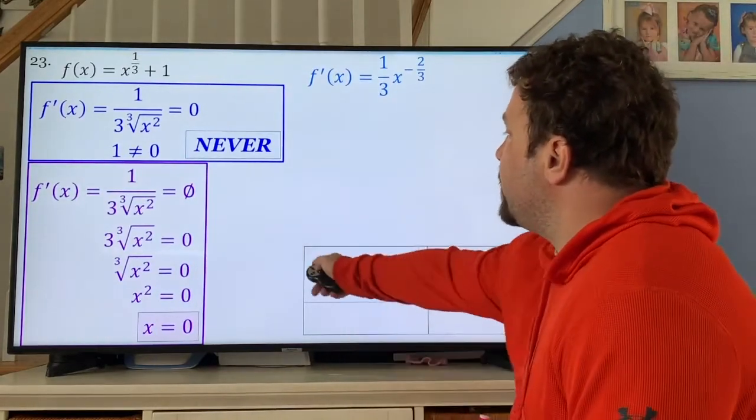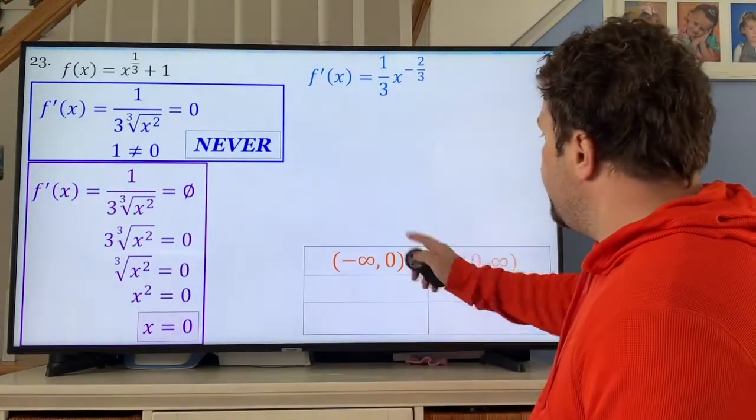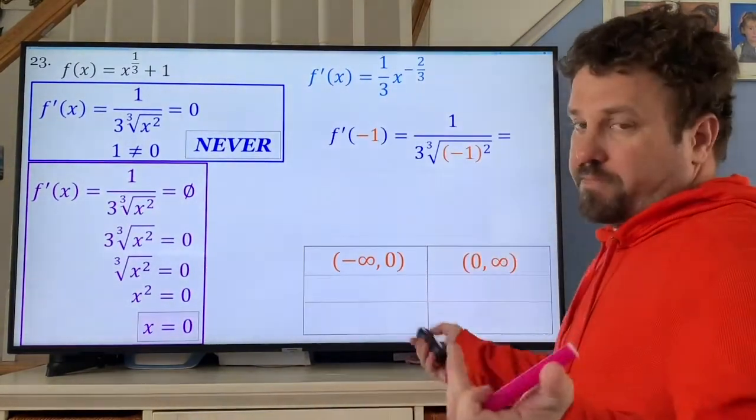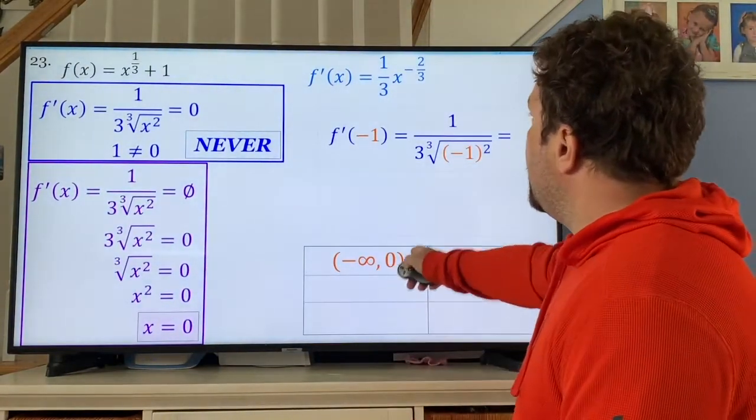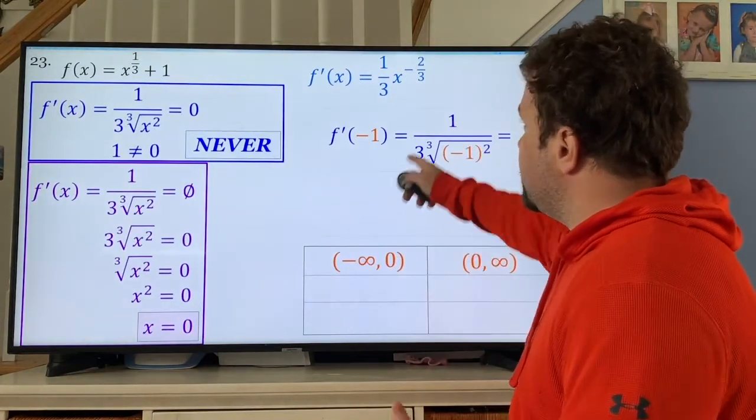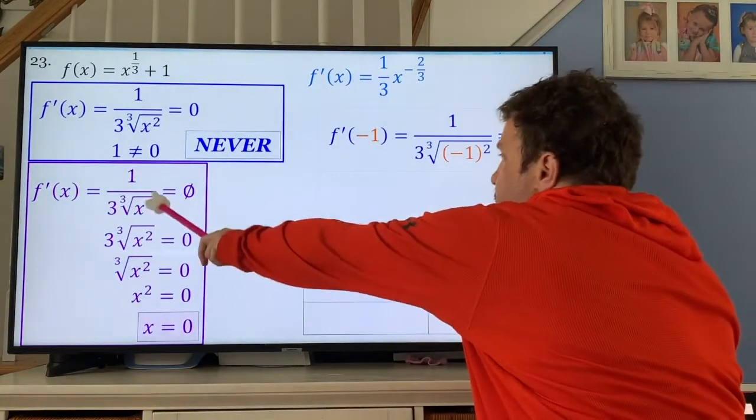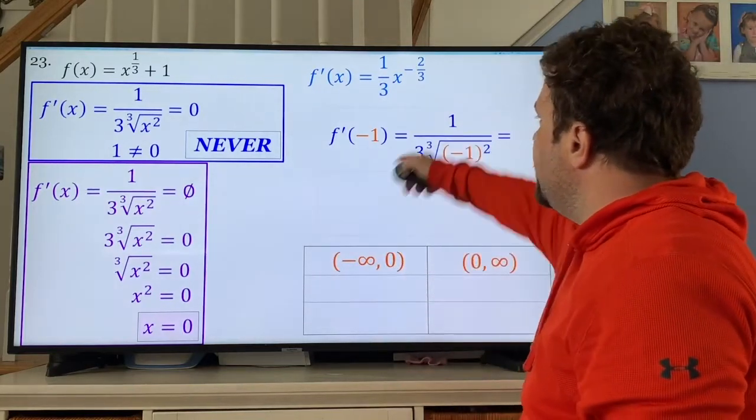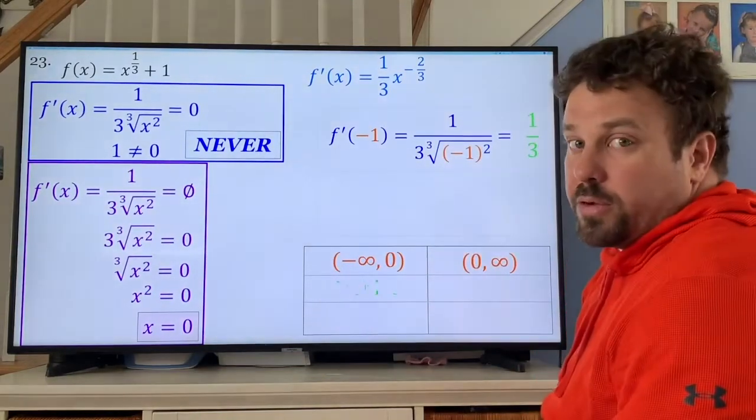Now that means you're going from negative infinity to 0 and from 0 to infinity. Let's pick negative 1. It's between these two, right? Type it into the equation. You can type it into this or into this one. I think this is just easier for me. Negative 1 squared is 1. Cube root of 1 is 1. Answer is 1/3. 1/3 is a positive number.